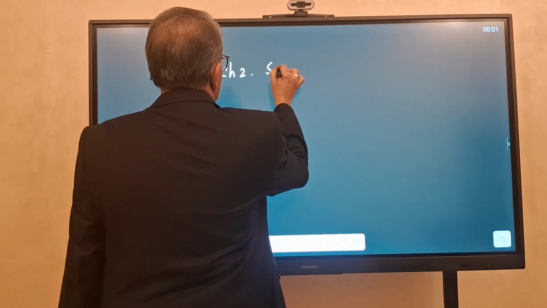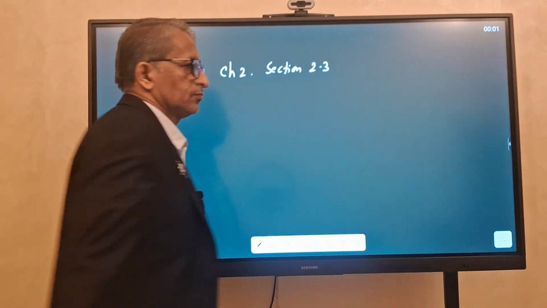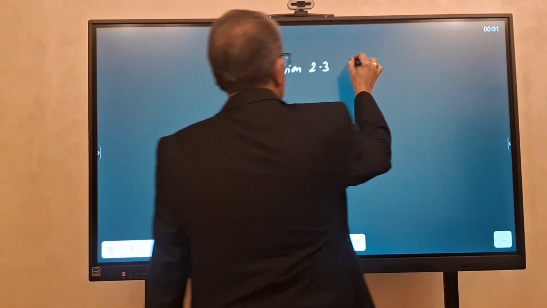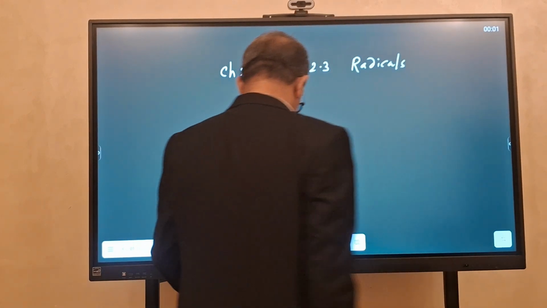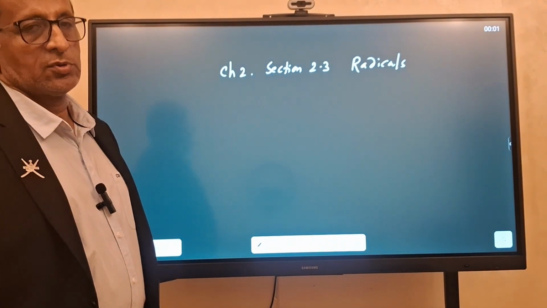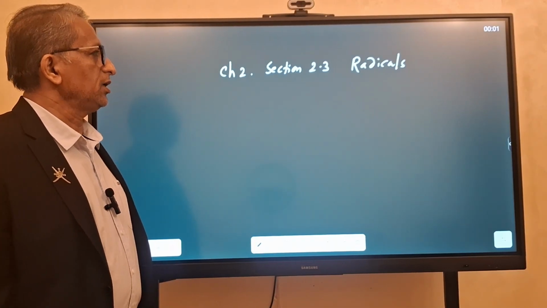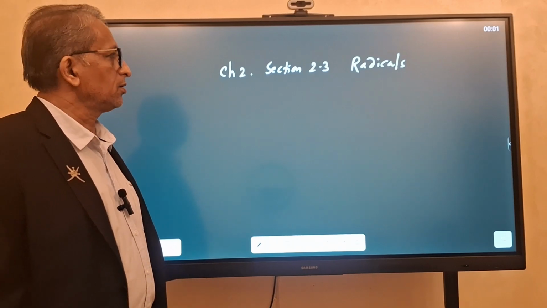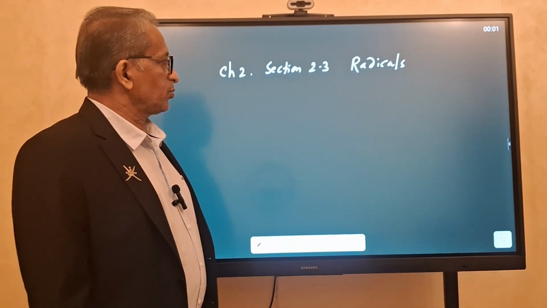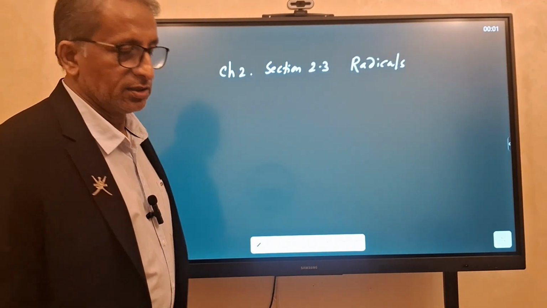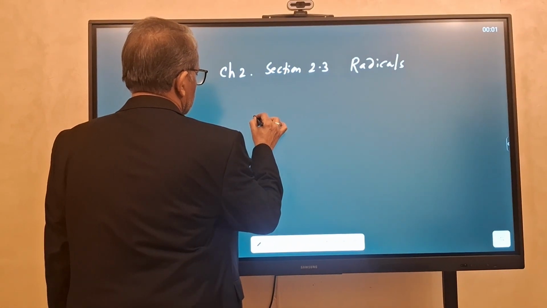In this video, I will take chapter 2, section 2.3, called radicals. In the first we have taken integer exponents. In the second, we have taken rational exponents. Now we are considering radicals. Radicals are this. This is the radical number.